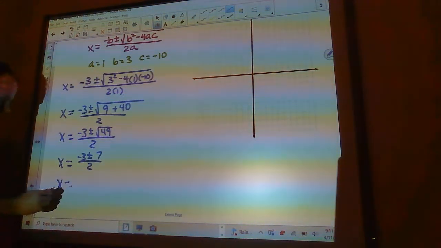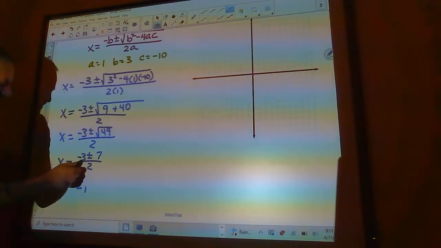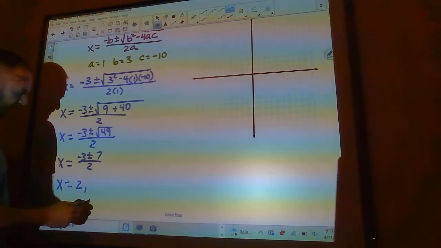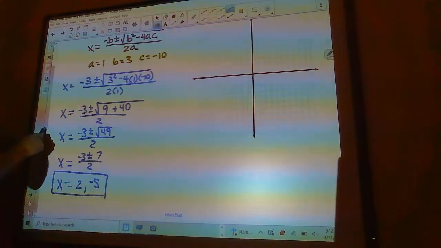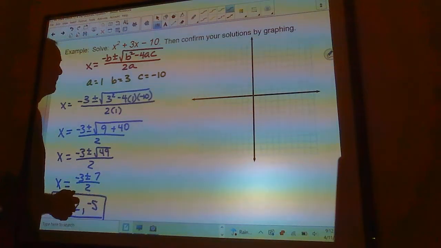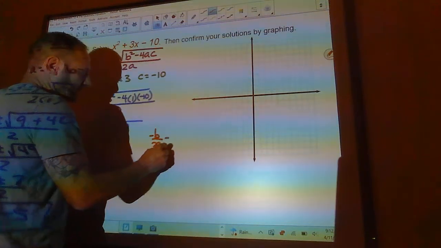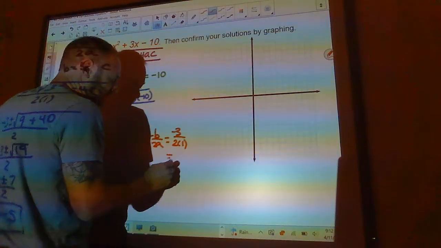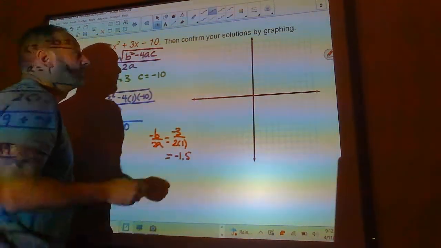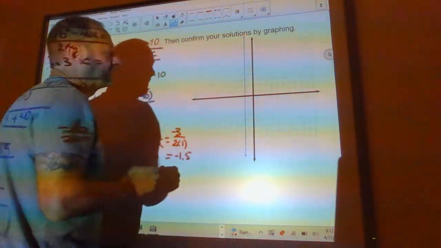Okay, so that tells me if I add 7, I'm going to get 4 over 2, which is 2. And if I subtract 7, that's going to be negative 3 minus 7 is negative 10 over 2 is negative 5. So there's my two solutions. So if I wanted to check this graphically, okay, I would go back and I would use negative b over 2a to find the axis of symmetry. So that's going to be negative 3 over 2 times 1. That's negative 1.5. Okay, so I've got axis of symmetry right there at negative 1.5.